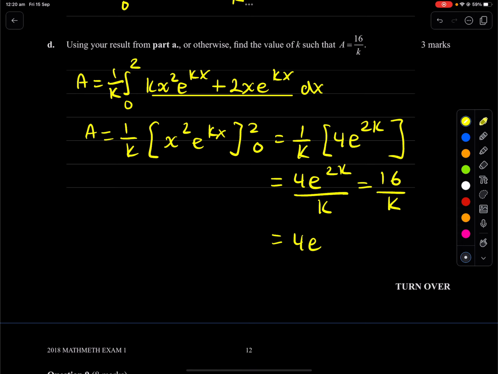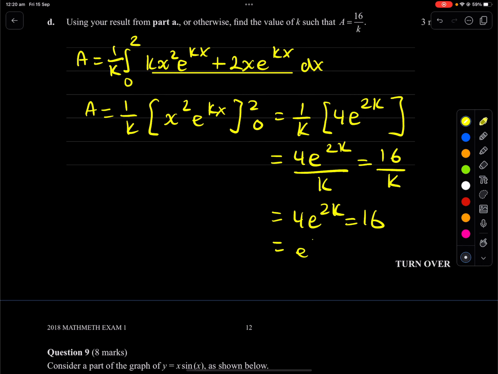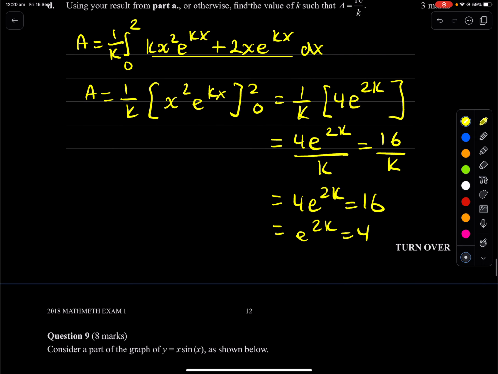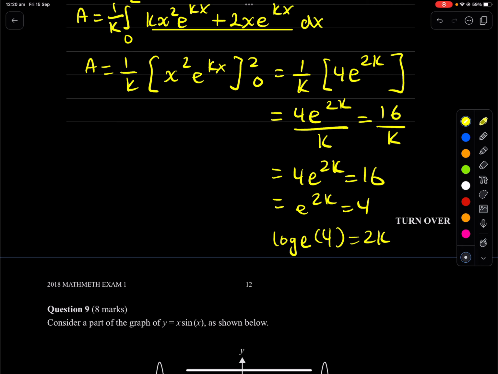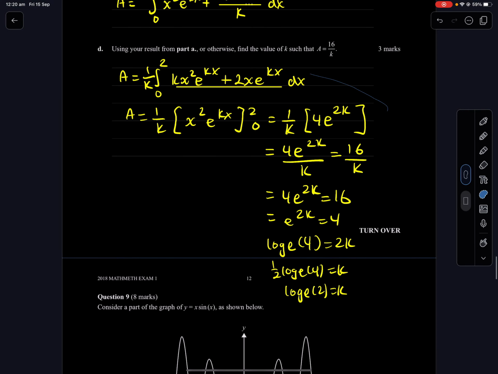So 4e^(2k) equals 16, e^(2k) equals 4, log_e of 4 equals 2k. Another way, k is equal to half log_e of 4. So log_e of 2 equals k. So k equals log_e of 2. That's what we get.